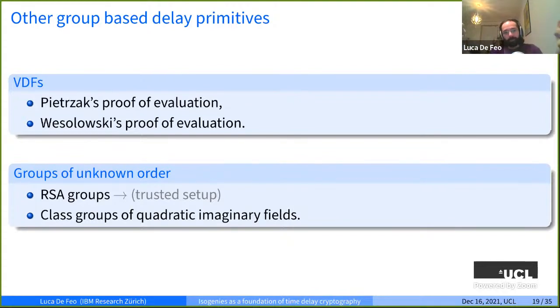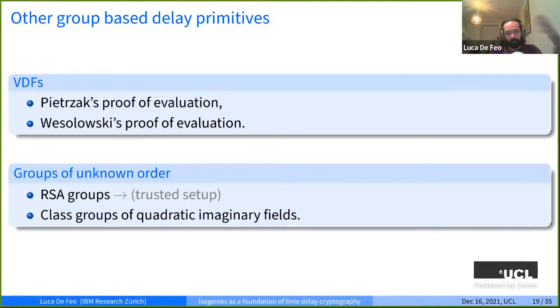And then the thing you need after that is a group of unknown order. Now, using RSA groups is of course a reasonable solution, but it's problematic because you want that no participant knows the factorization of the modulus, which means that you need a trusted setup to set up this thing, which is reasonable and which is something that the Ethereum Foundation, for example, has been going through to set up their own verifiable delay function. An alternative, which has been used by Chia, for example, is to use class groups of imaginary quadratic fields, because these we know how to instantiate without a trusted setup.